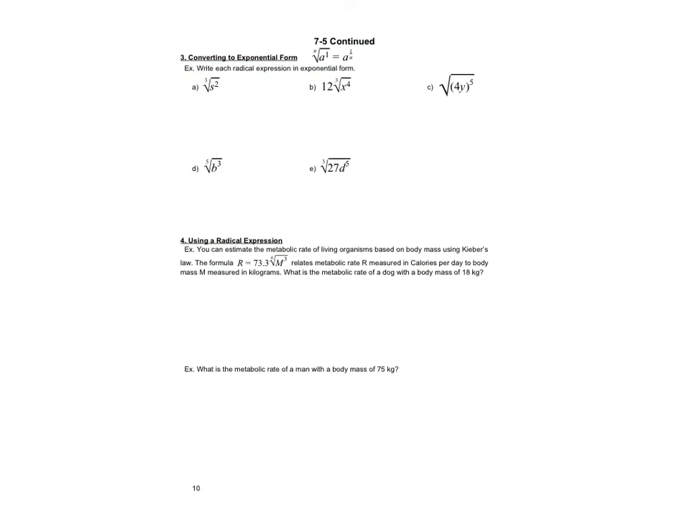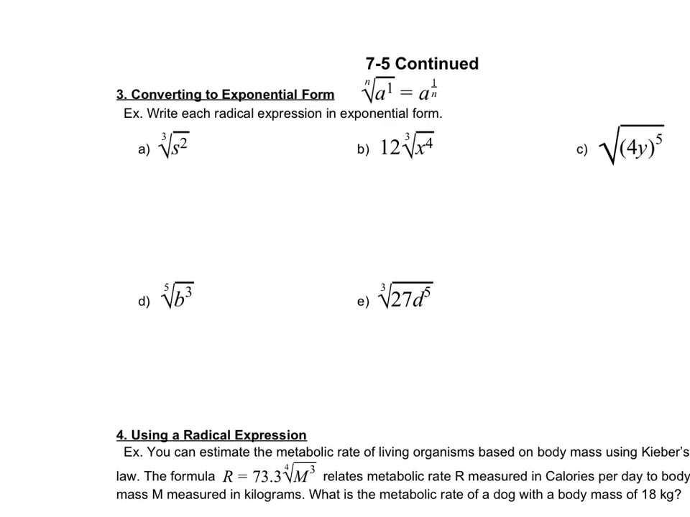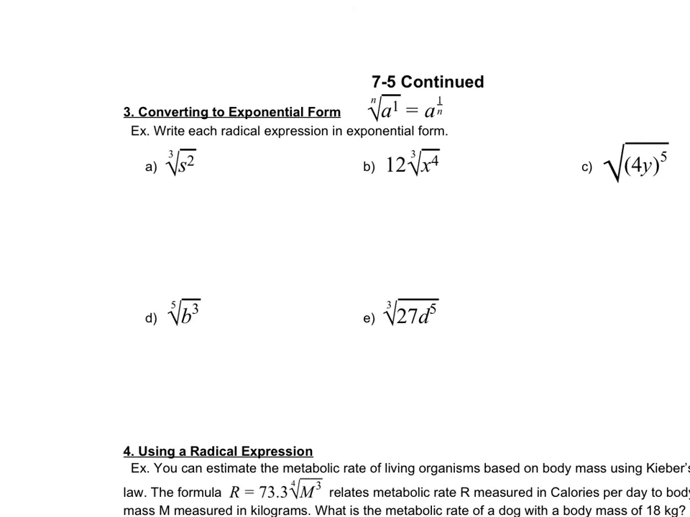Now, as we go from radicals to the fractional exponent, or exponential form, we're going to do the same thing but in reverse. So we write each radical expression in exponential form. So again, my index is actually going to become my denominator. So I would rewrite this as s to the 2 over 3. Or if I wanted to write it legibly, s to the 2/3.